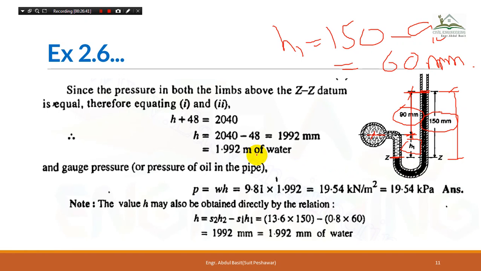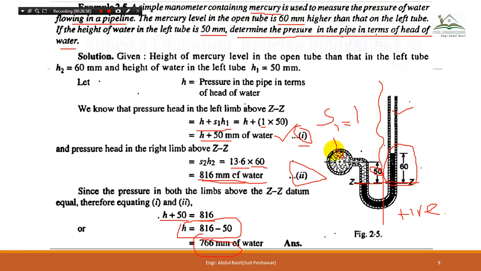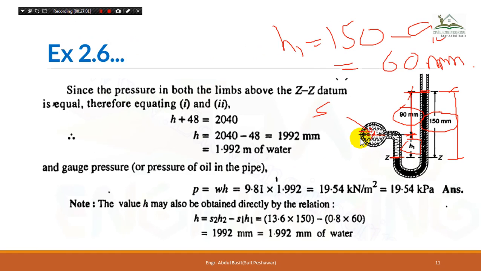Okay, so then if H1 is given to you, this is a fluid which is having a specific gravity not equal to 1. Sorry, this is having a specific gravity 0.8. Now this is somewhat more complicated than the other one. First of all, you need to determine this H1, which is determined over here. Then the left limb and right limb should be equated.